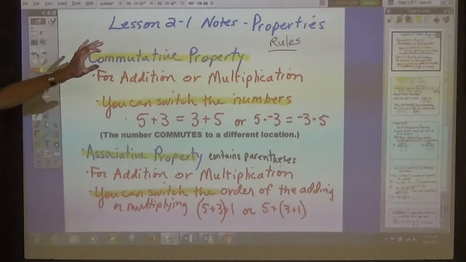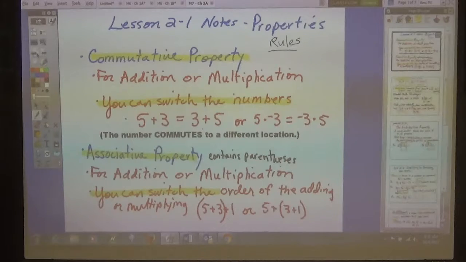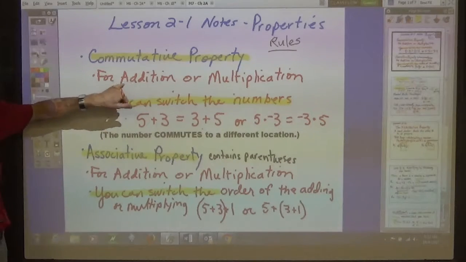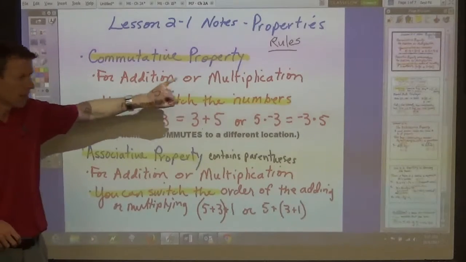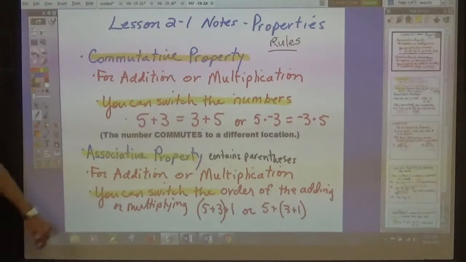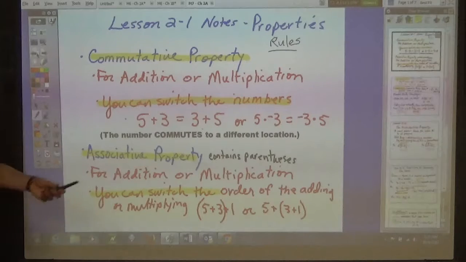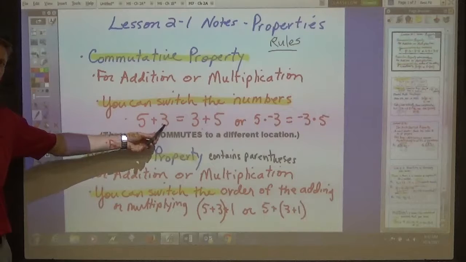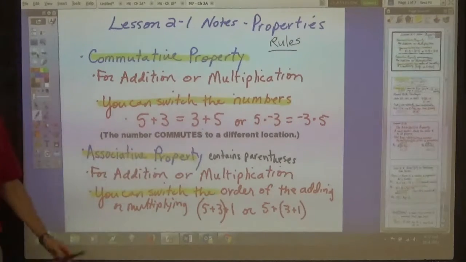So, these are the rules that you can use when you're doing math computation, okay? First one is the commutative property, and the commutative property works for both addition or multiplication. What it says is that you can switch the order of the numbers around and get the same answer. So if you see 5 plus 3, but you don't remember 5 plus 3, you remember 3 plus 5, you know that equals the same answer.